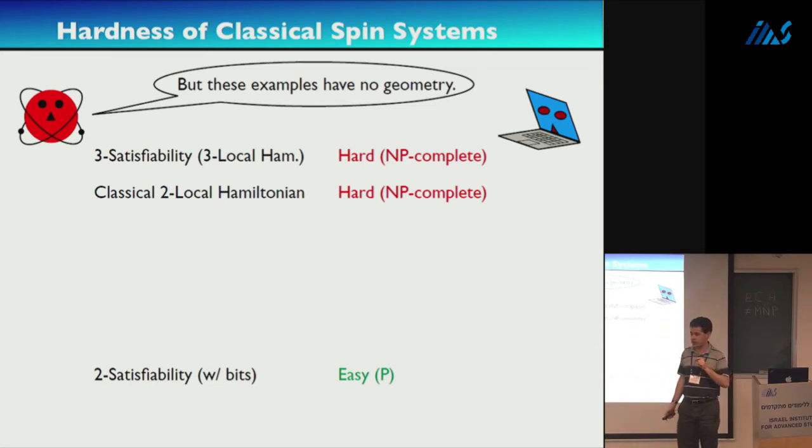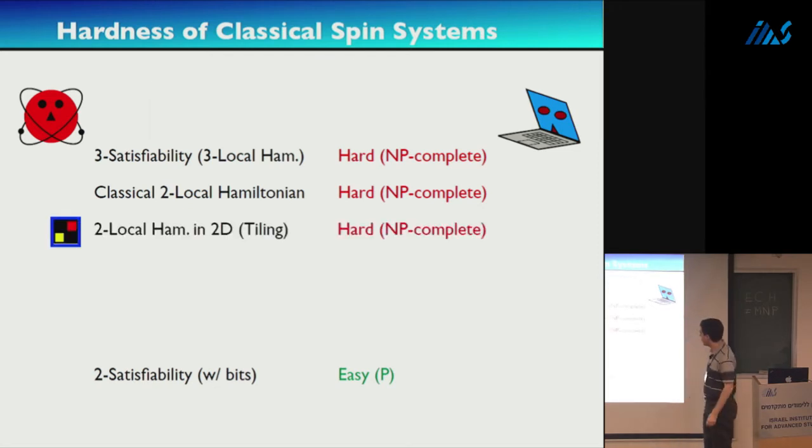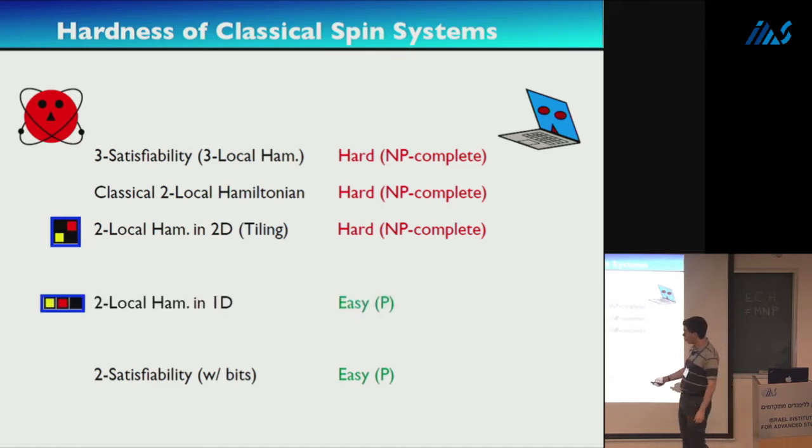Really, we're interested in cases where the particles are interacting over relatively short distances. One example of that is if we have a 2D arrangement and we look at nearest neighbor interactions in 2 dimensions. From a computer science point of view, that's a tiling problem. From a physics point of view, that's a 2-local Hamiltonian problem with nearest neighbor interactions in 2 dimensions. And this turns out to be hard, NP complete. But if we go to 1D and have nearest neighbor interactions in 1D, then it's easy. And this is true even if you're not restricted just to bits, if each particle can have multiple states.